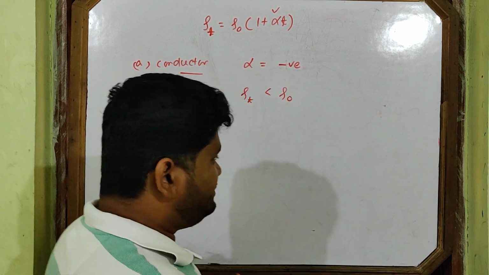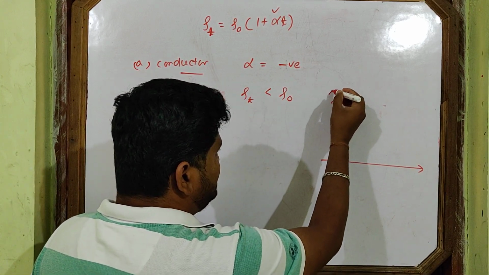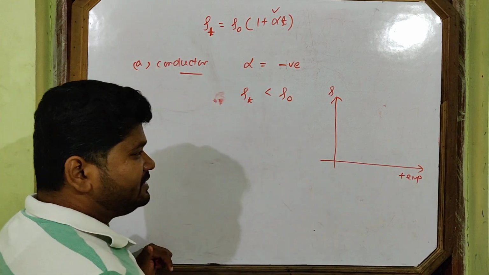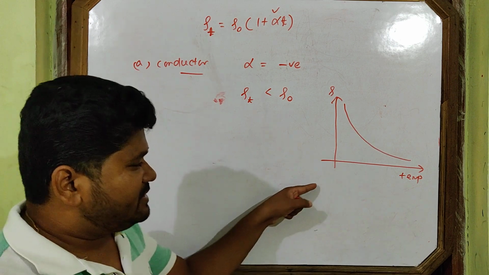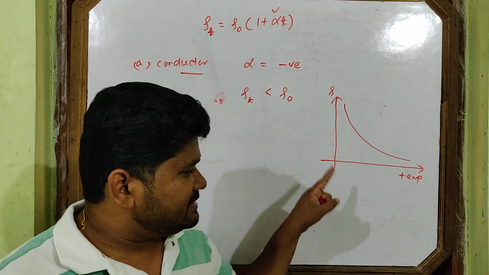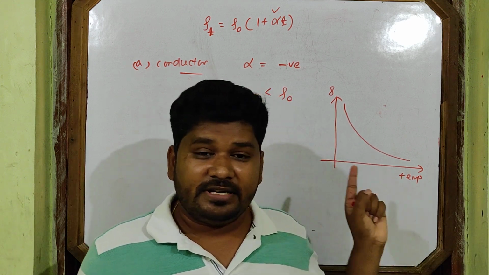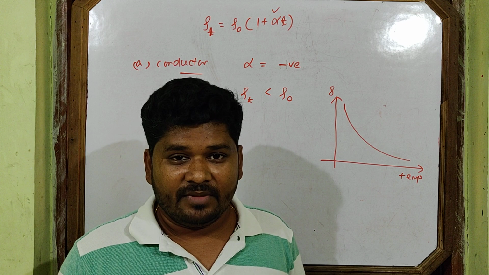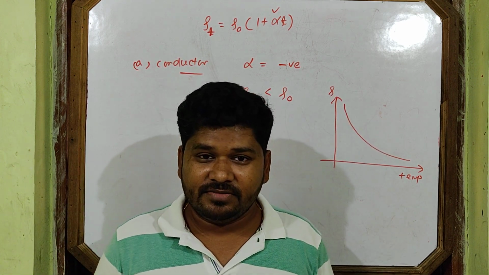If you draw the graph, it's a very important graph. The resistivity versus temperature graph is an inversely proportional graph. The graph will be like this. If temperature increases, resistivity decreases. It's a very important graph. It always comes in the exam: draw the resistivity versus temperature graph for a semiconductor.